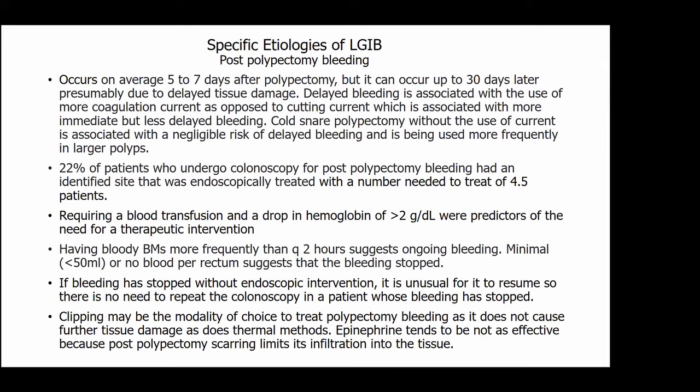22% of patients who undergo colonoscopy for post-polypectomy bleeding can have a site identified, and the number needed to treat is 4.5 patients. And this site can be endoscopically treated if you see it. Requiring a blood transfusion and a drop in hemoglobin of greater than 2 grams per deciliter are predictors of the need for therapeutic intervention. Having bloody bowel movements more frequently than every 2 hours suggests ongoing bleeding. Minimal or no bleeding suggests that the bleeding stopped.